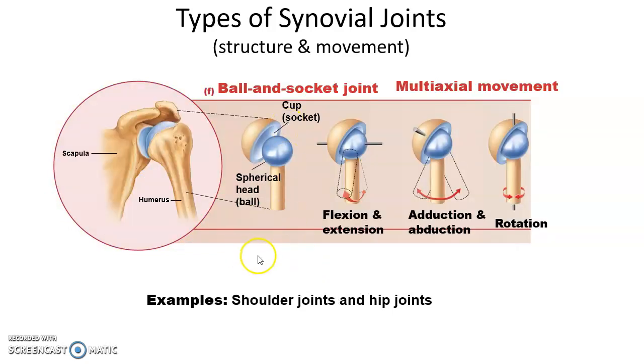Ball and socket joints are shoulders and hip joints. They have a big rounded smooth surface fitting into a big socket or cup. They allow for lots of movement, so they are multi-axial, including flexion, extension, and hyperextension, abduction, adduction, rotation, both medial and lateral rotations.